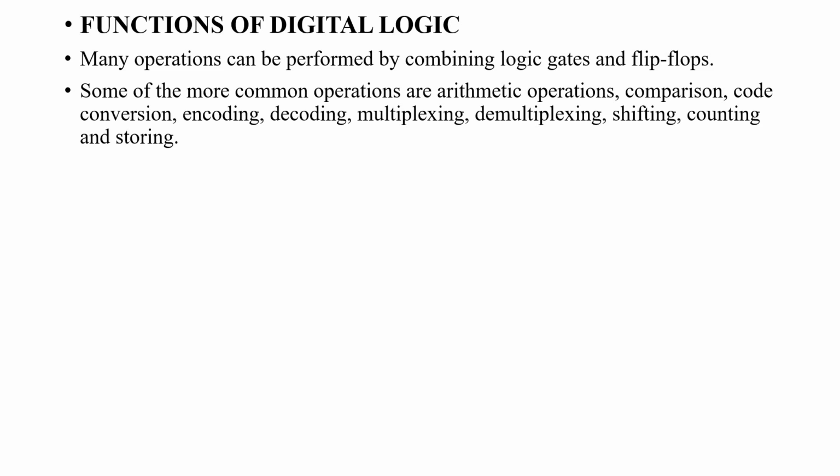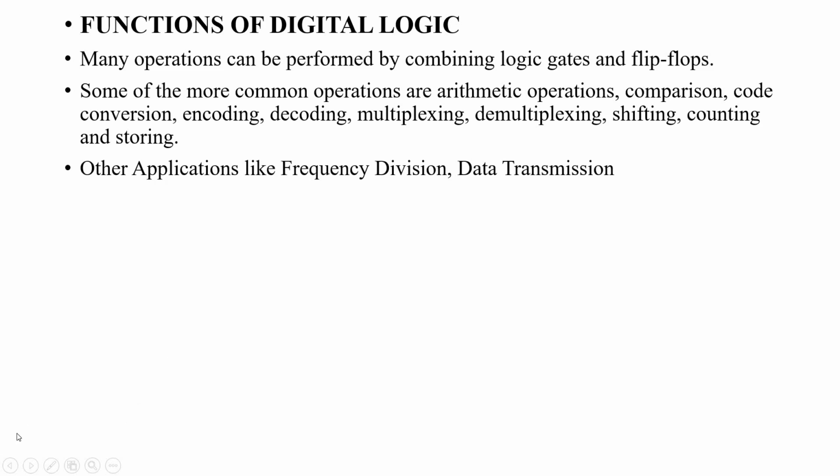Some of the most important operations we can perform with the help of these logical functions are arithmetic operations, comparison, code conversion, encoding, decoding, multiplexing, demultiplexing, shifting, counting, and storing. These are a few examples that we can perform with the help of combinational circuits as well as sequential circuits. There are other applications like frequency division and data transmission also. This is the extended application of the devices called multiplexers and demultiplexers.